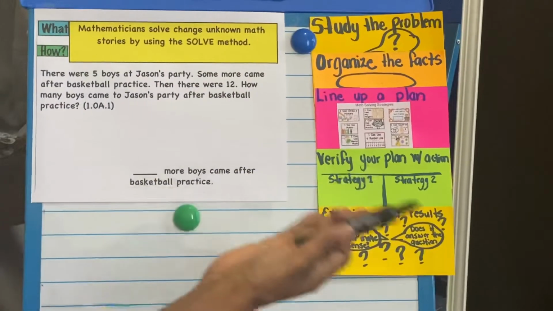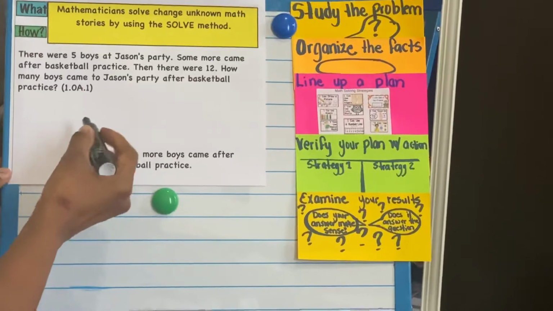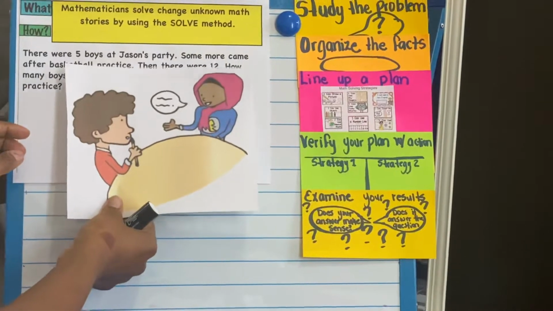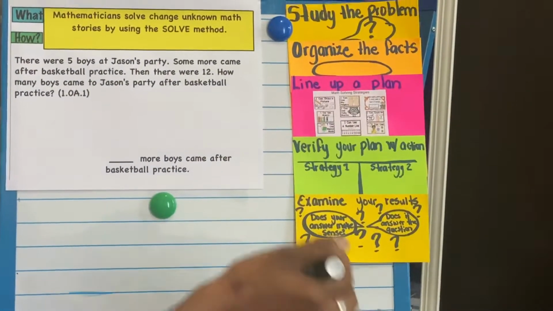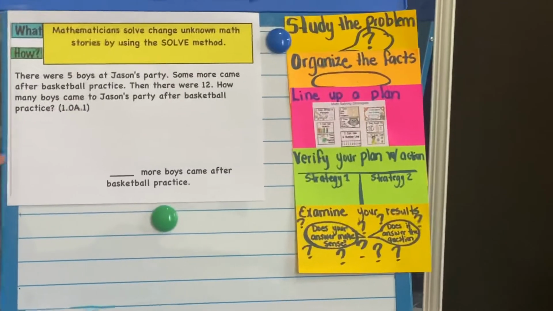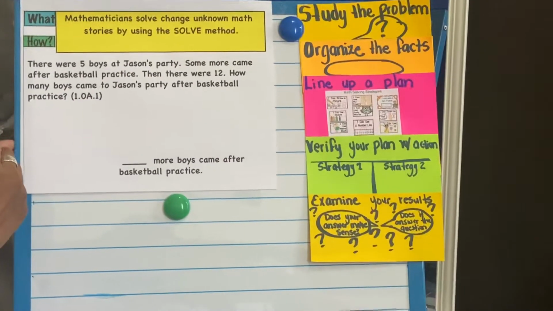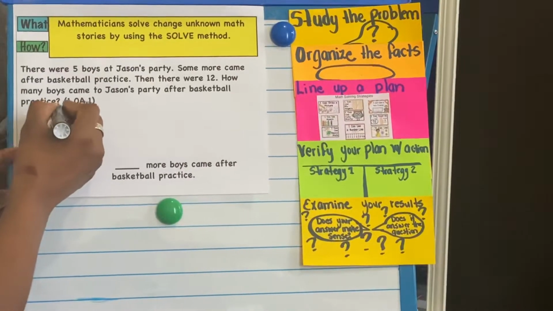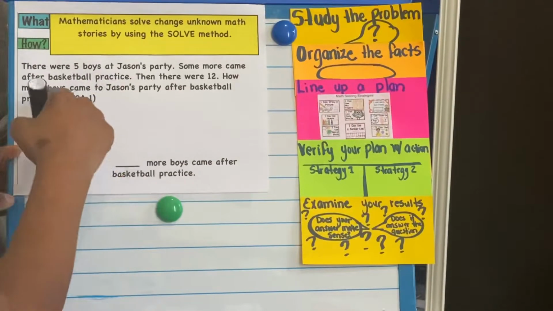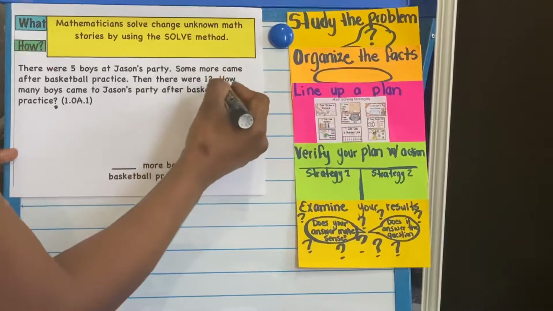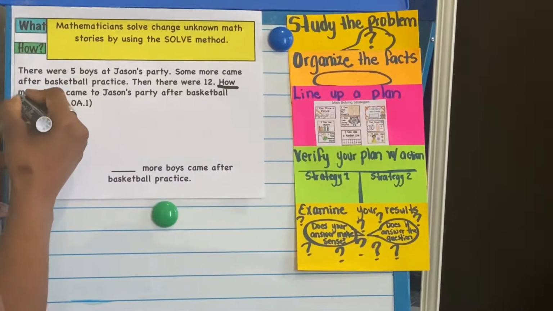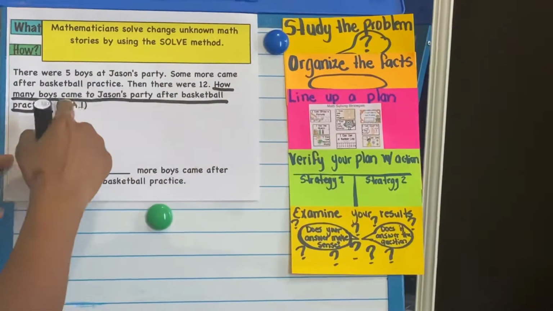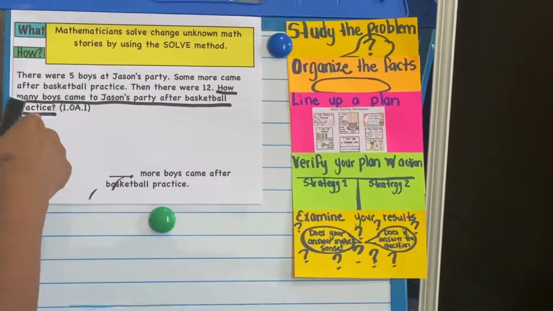What is this problem asking me to find? Let's say it in our own words. Turn and talk to someone at home. If you don't have anyone, think to yourself, what is the problem asking you to find? If you're having difficulty finding the question, simply look for the question mark. That will help you. Then go back to the last punctuation and underline from there and read what it says. So it's asking me to find how many boys came to Jason's party after basketball practice.